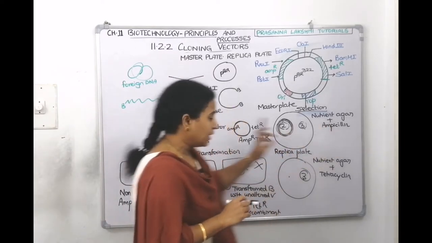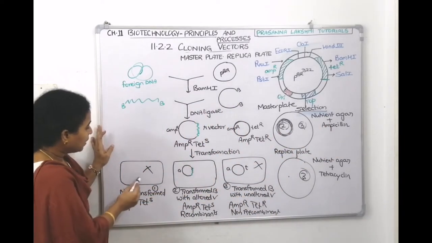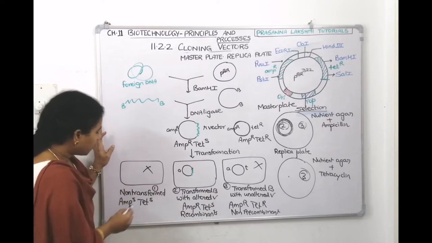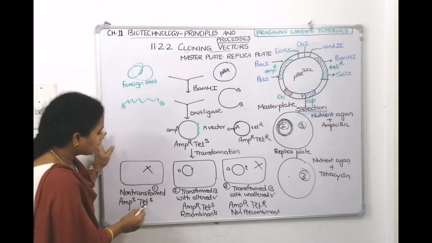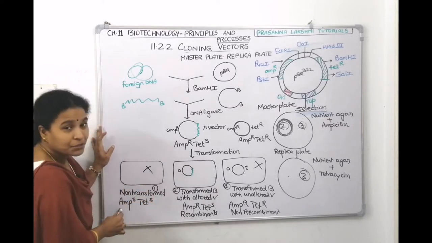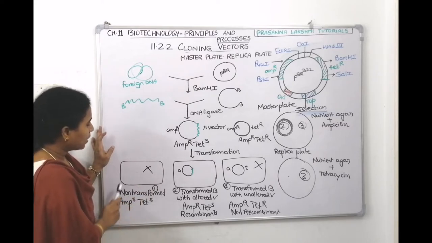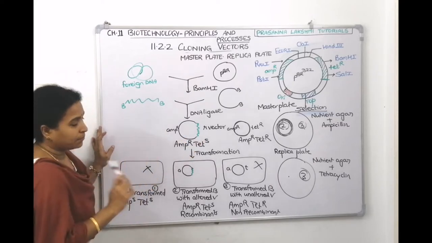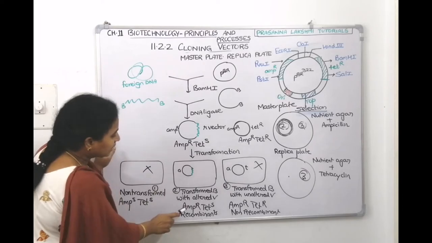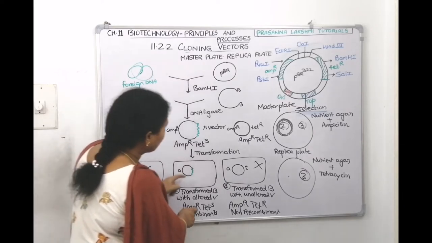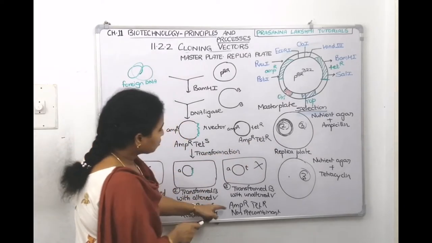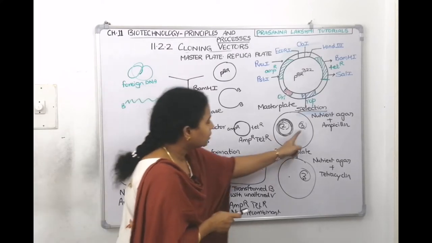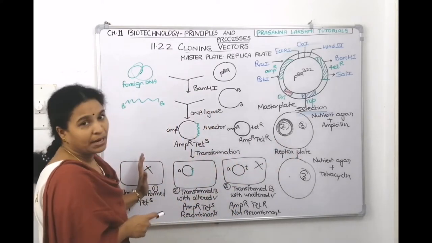When you add ampicillin, among these three bacteria, here there is no plasmid. So it is ampicillin sensitive and tetracycline sensitive. It will die if you give ampicillin, and it will die with tetracycline also. So that one is not growing there. The second bacterium is ampicillin resistant, so the second one can grow. The third one is also ampicillin resistant. So colonies two and three are growing, and one is eliminated.